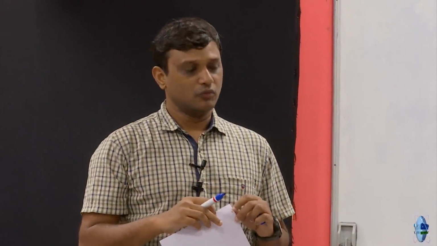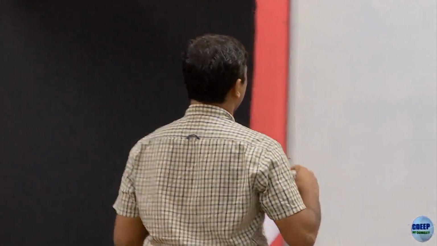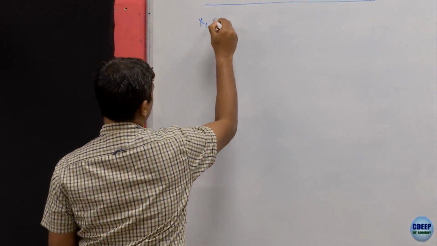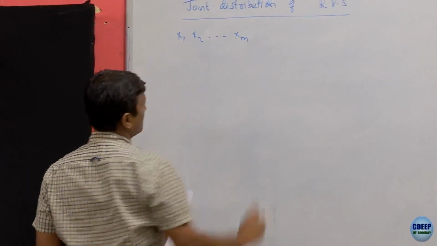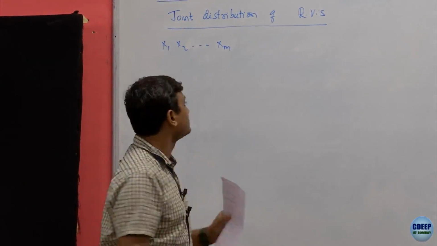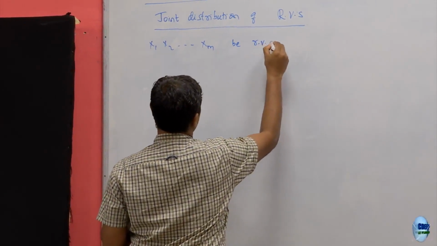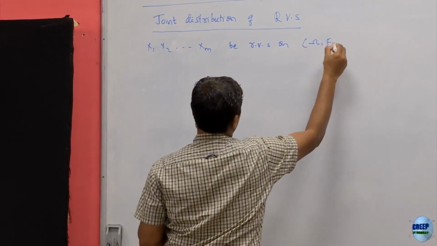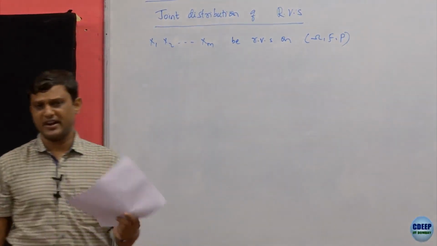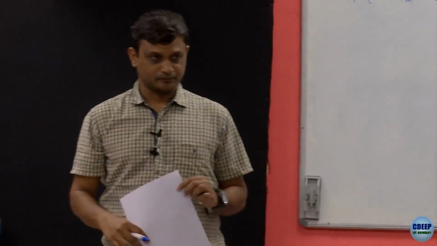Now when I say joint distribution, I am definitely interested in more than one random variable. So let's say I am given a set of m random variables. I am going to take m to be finite. I am taking them to be different random variables, but still defined on the same probability space. I can define multiple random variables on the same probability space. It's not necessary that there is only one random variable on a probability space.